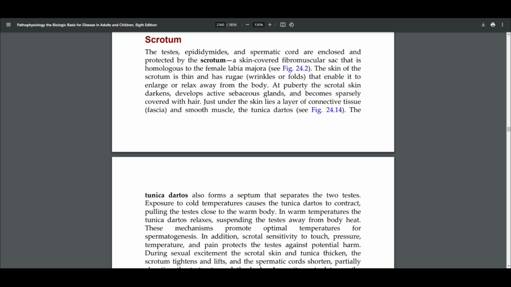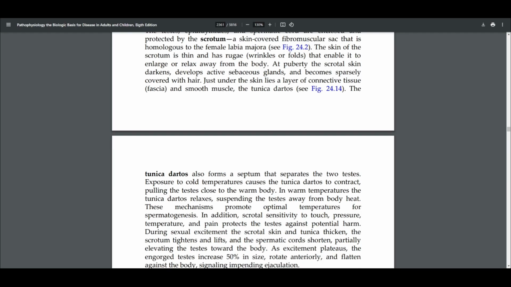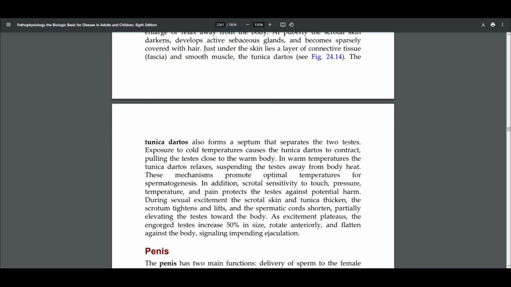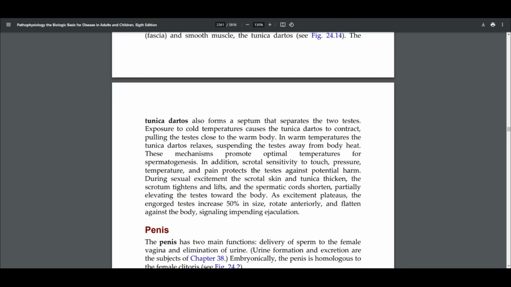Just under the skin lies a layer of connective tissue and smooth muscle, the tunica dartos. The tunica dartos also forms a septum that separates the two testes. Exposure to cold temperatures causes the tunica dartos to contract, pulling the testes close to the warm body. In warm temperatures, the tunica dartos relaxes, suspending the testes away from the body heat. These mechanisms promote optimal temperature for spermatogenesis.